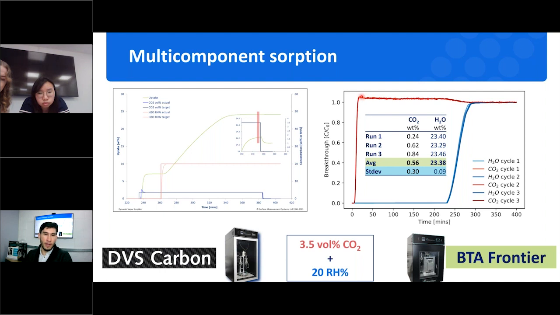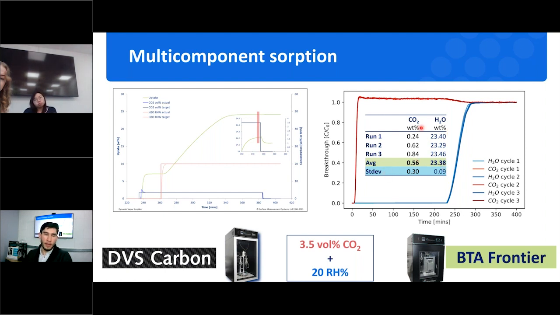Its kinetics is quite fast, and then as water makes its way through the column, we see a displacement of CO2. The concentration at the outlet is more than the concentration at the inlet. That means there is a displacement of CO2 by water as it progresses through the column. Once we stop the experiment here, we can integrate both curves and determine the amount adsorbed of both CO2 and water, which turn out to be around 0.5% by weight of CO2 and 23.4% by weight of water.